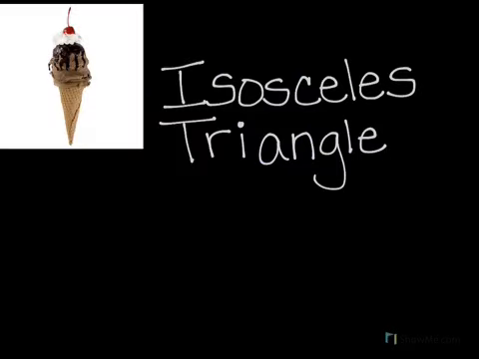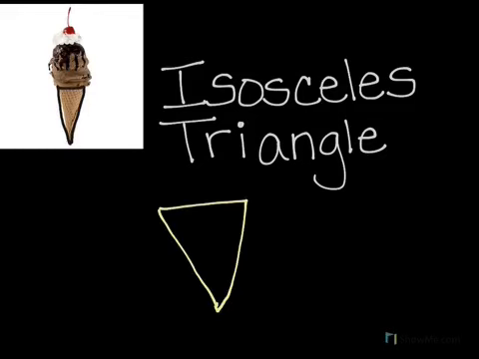The first type of triangle we're going to talk about is called an isosceles triangle. When I think of an isosceles triangle, I think of an ice cream cone. The cone is in the shape of an isosceles triangle. An isosceles triangle has two sides that are exactly the same length.